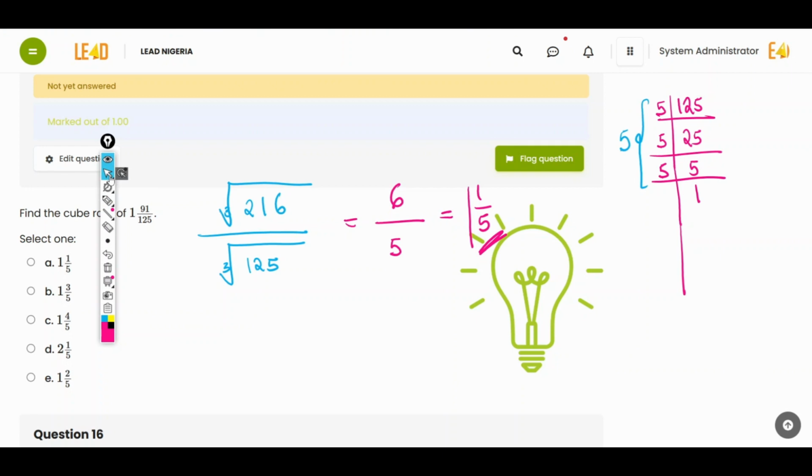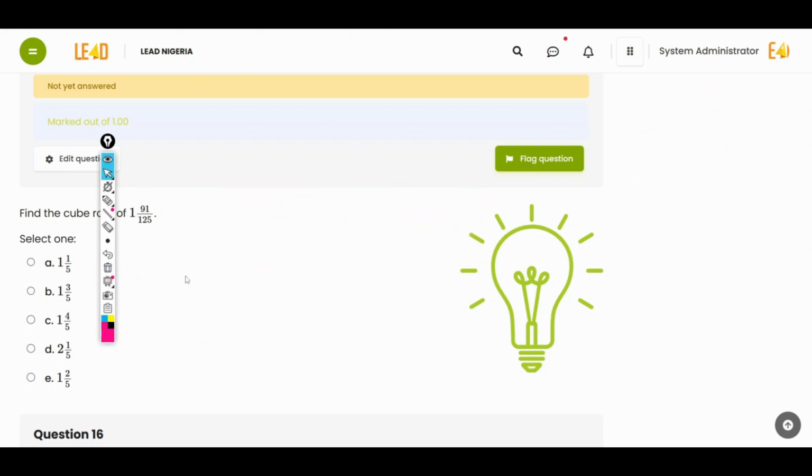So the steps to find the cube root or square root of a mixed fraction or mixed number is, you first of all write it as an improper fraction. All right, then you apply the roots to both the top and the bottom and then simplify. That's all. All right, so the answer is A.